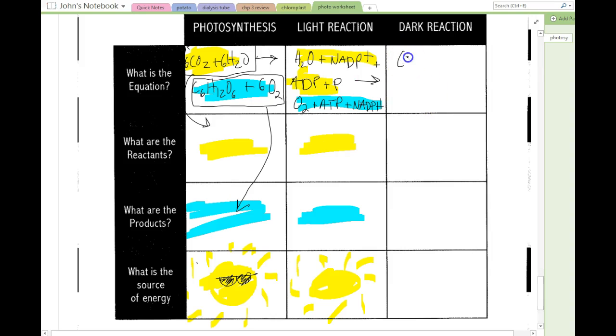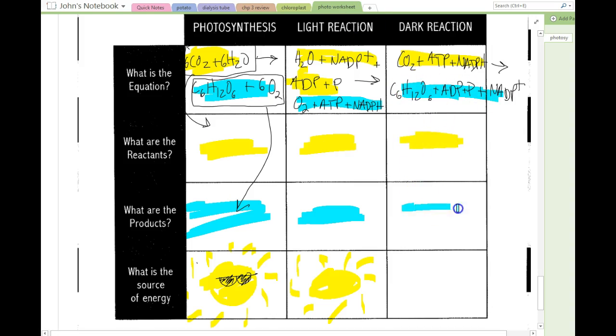The dark reactions where we take CO2 and we take a little bit of the ATP that we just made. And we take some of the NADPH that we just made, and we're going to convert that into a little bit of sugar. Right, the ATP gets converted back into ADP and a phosphate, and the NADPH turns back into NADP+. So these, once again, reactants. These, once again, are the products.